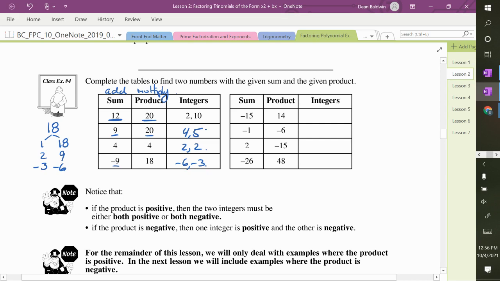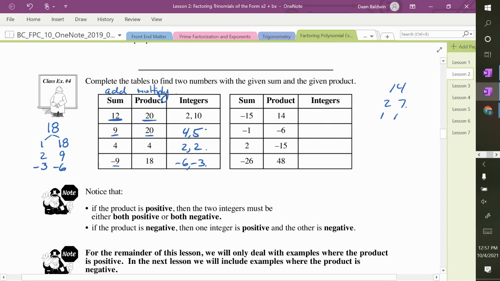Okay, so let's go over here. We've got to multiply to 14 and add to negative 15. So if you're doing the table, what are the first two things that come to your mind when they multiply to 14? 2 and 7. Okay. Is there any way I can combine those to add to negative 15?